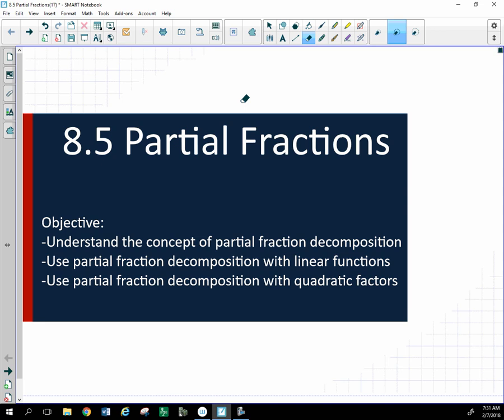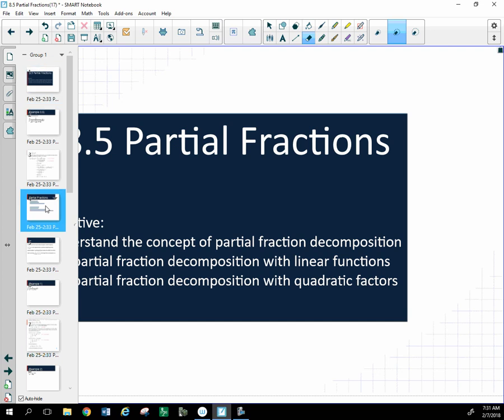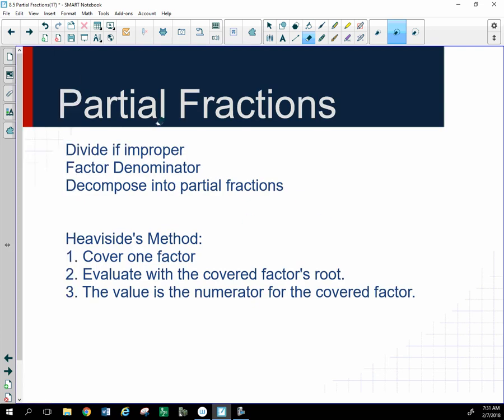And partial fractions are a way to break down functions and make the fractions a little bit easier to solve when we do an integration problem. And so my first example here, well, let's jump ahead here. So here's some setup that we can do. We divide if improper, we factor the denominator, and we decompose into partial fractions.